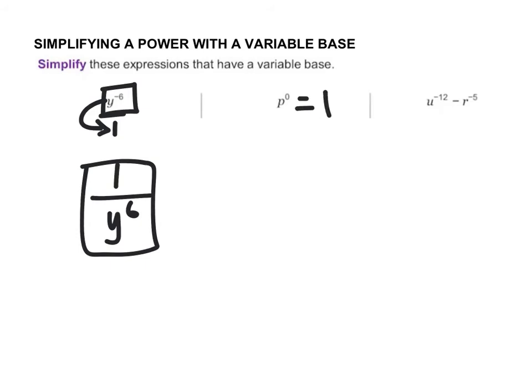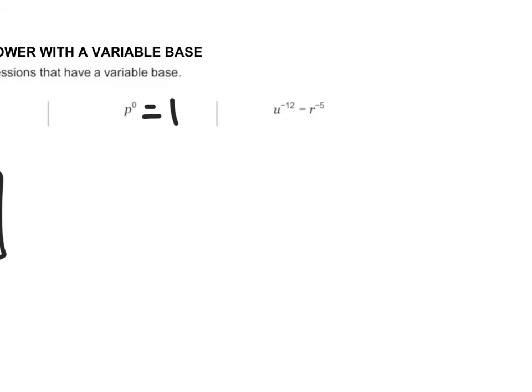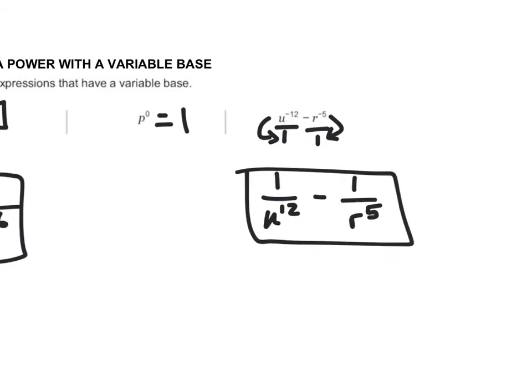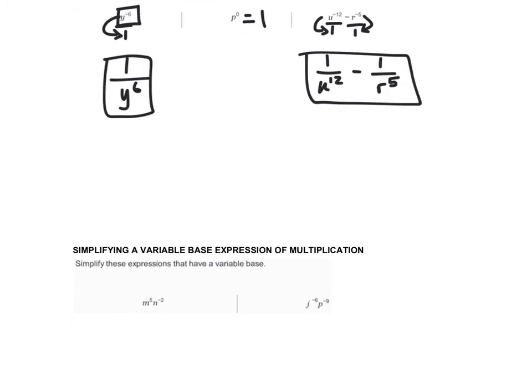So pretty simple there. Now, over here, we have u to the negative 12 minus r to the negative 5th power. So if I have u to the negative 12, I'm going to rewrite that, put each of these over 1, okay? And to make them positive, I'm just going to move them down into my denominator. So I have 1 over u to the 12th minus 1 over r to the 5th, okay? And I would just leave it like that. There is some more simplifying you could do here, but we don't need to do that.